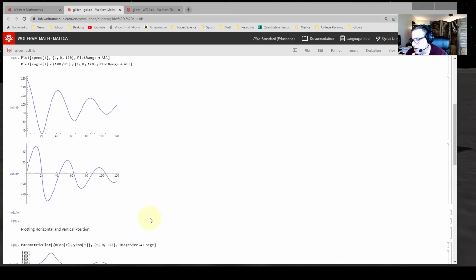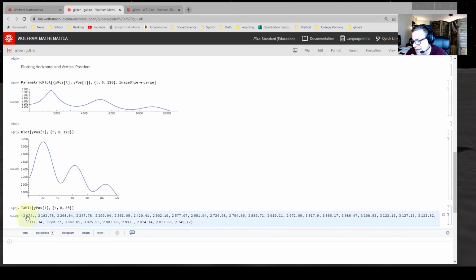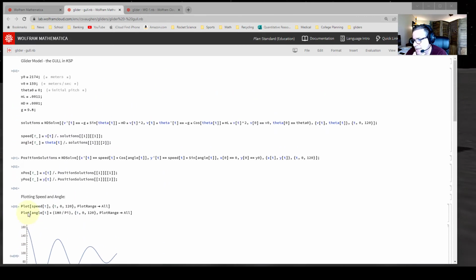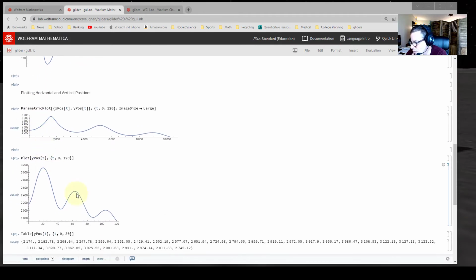So we can look at a particular flight and see that it matches very closely. We'll see that it initially was at 2174, that was my initial height, and it reaches up to just over 3,000 meters. It looks like it hits about 3,100 initially, and then it drops back down. So let's take a look at an example flight.